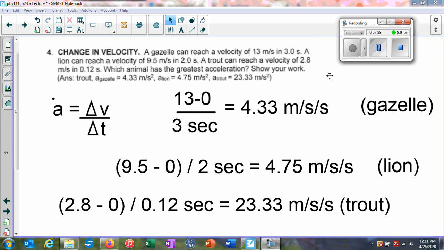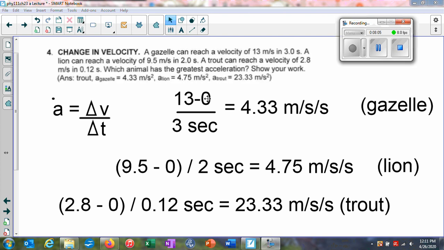All right, here we are talking about acceleration. Change in velocity is acceleration. So we know, and you will have your formula sheets, that acceleration is equal to delta V, delta meaning change in, so change in velocity over change in time. We are told that a gazelle can reach a velocity of 13 meters per second in the course of 3 seconds.